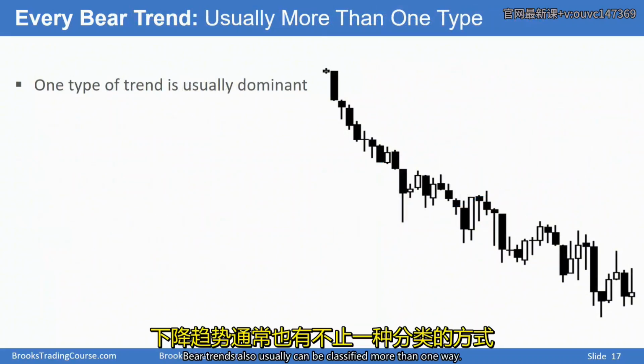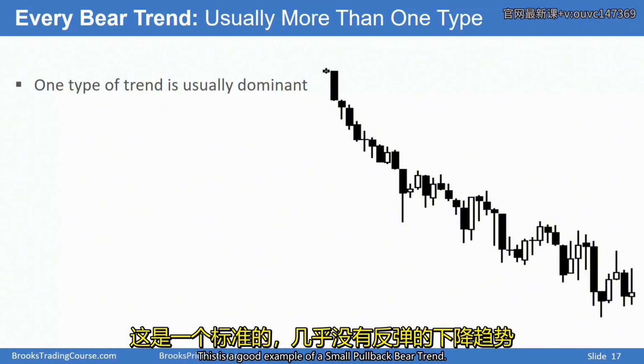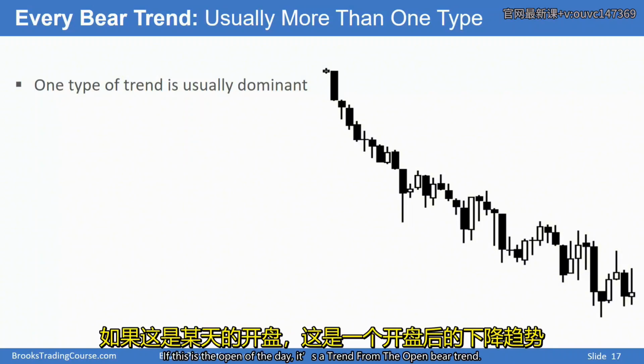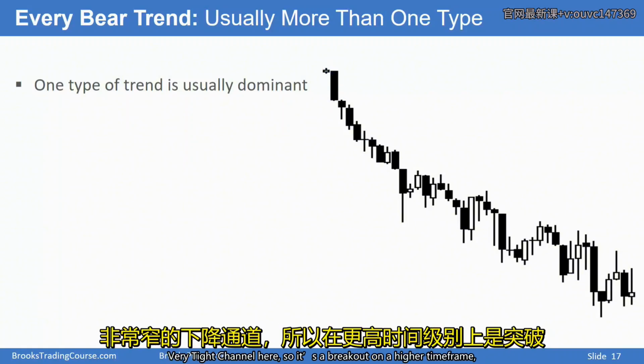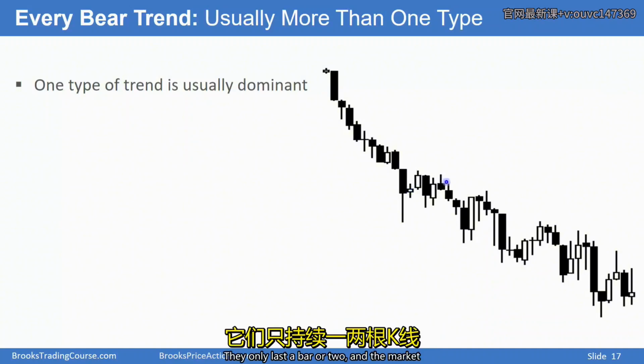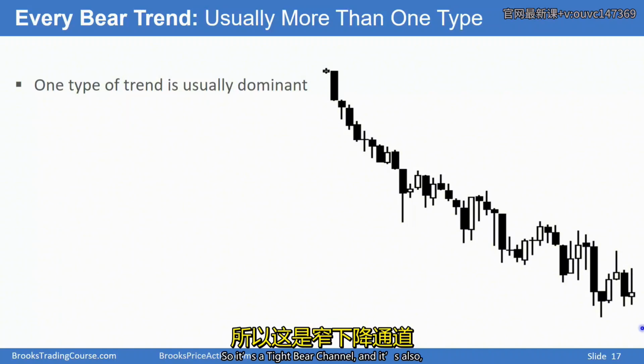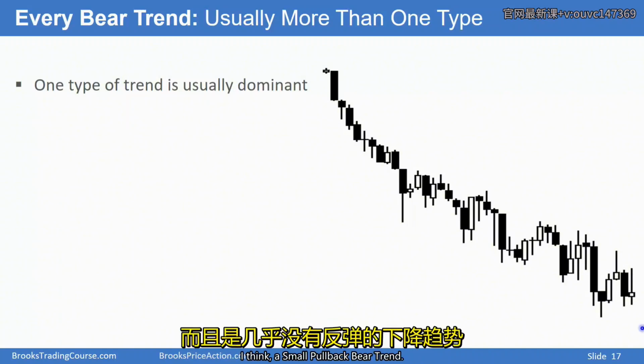Bear trends also usually can be classified more than one way. This is a good example of a small pullback bear trend. If this is the open of the day, it's a trend from the open bear trend. Very tight channel here, so it's a breakout on a higher time frame. It's a spike and channel bear trend. Look at the pullbacks. They only last a bar or two, and the market just continues down in a very tight channel. So it's a tight bear channel, and it's also, I think, a small pullback bear trend.